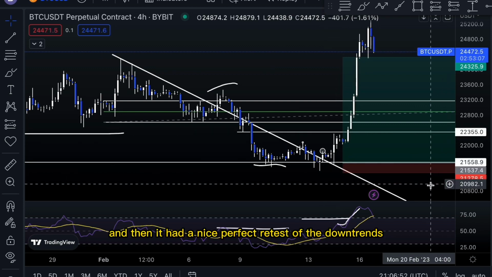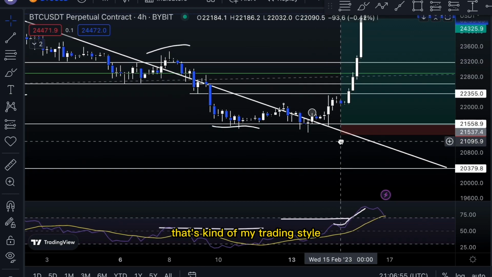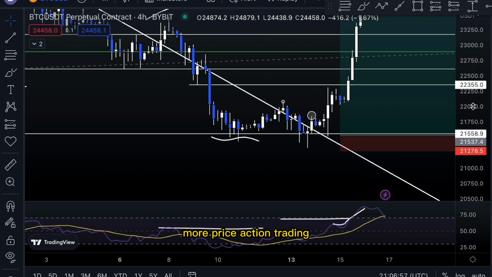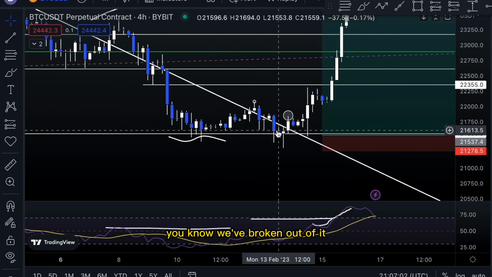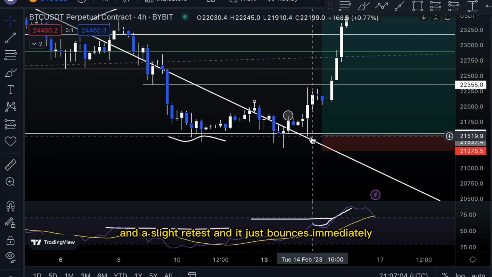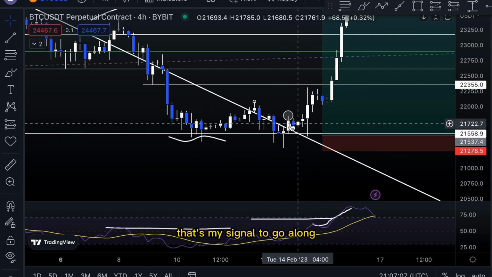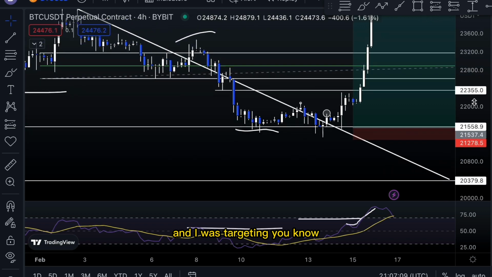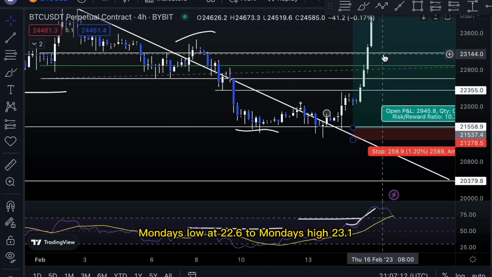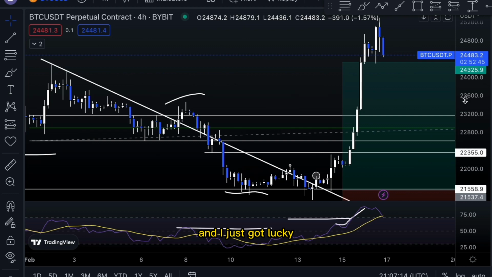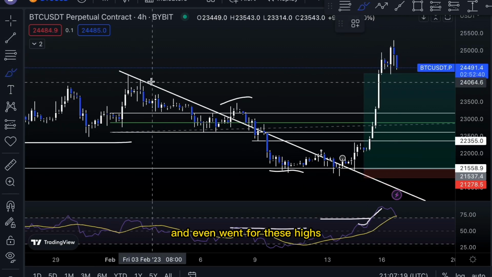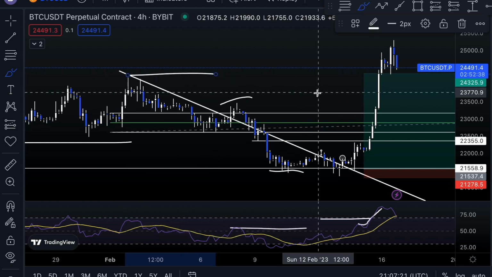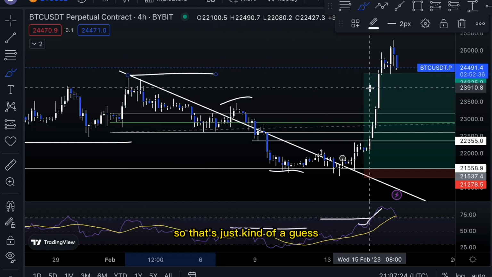And then it had a nice, perfect retest of the downtrend. That's kind of my trading style, more of price action trading. When I see a downtrend, we've broken out of it, and a slight retest, and it just bounces immediately, that's my signal to go long. And I was targeting Monday's low at 22.6 to Monday's high at 23.1. And I just got lucky that it kind of just kept mooning and even went for these highs printed in the beginning of February. So that's just kind of a little extra bonus to add into this video.